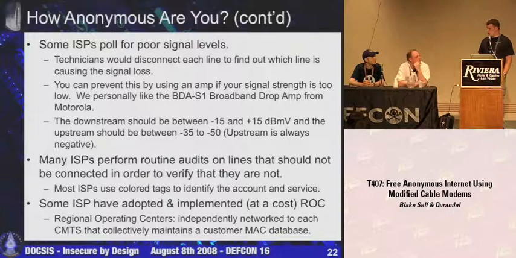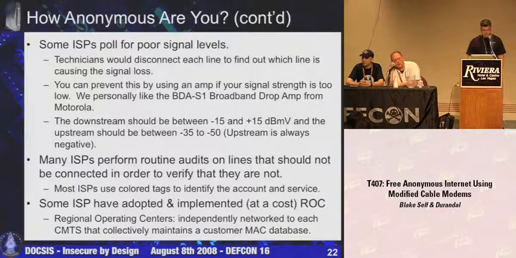Basically, the ROC just sits in front of the CMTS. They're all independently connected to each other, and it's just a way for them to do better clone detection. So they can basically say, these are all the MACs that have registered with this CMTS, and another ROC will say, this one just registered over here, so we can go ahead and disconnect this guy, because it's obviously been identified as a clone.